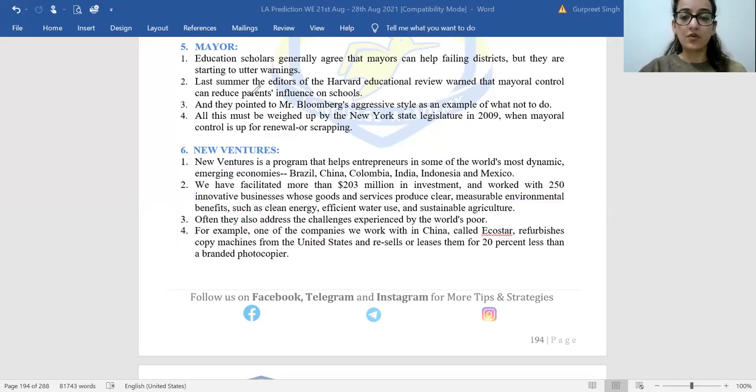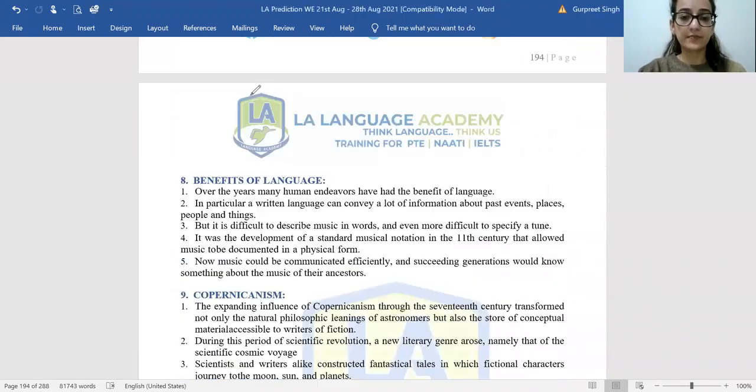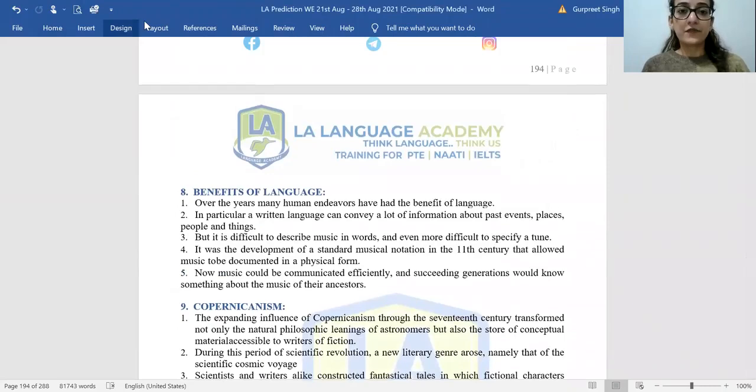Okay, moving on to number seven. Benefits of language, number eight, sorry. Over the years, many human endeavors have had the benefit of language. The first sentence, because it's a general sentence, not talking about any particular year, not talking about any one benefit of language, just generally saying that over the years, we have had many benefits of language.